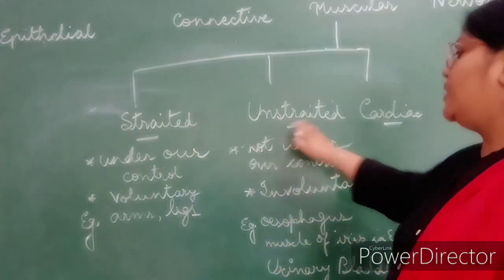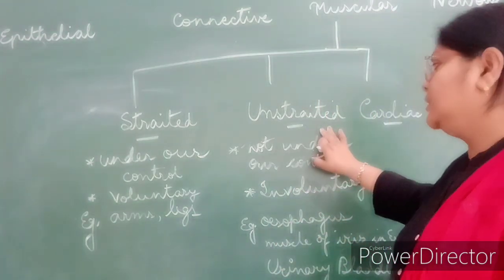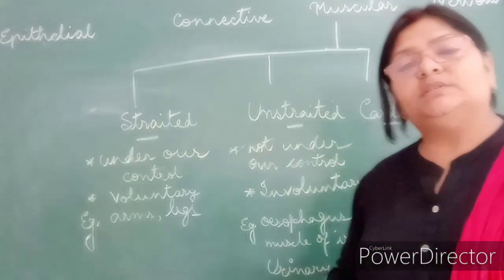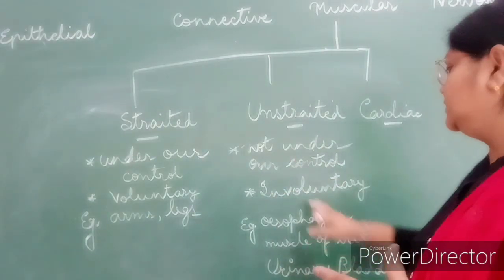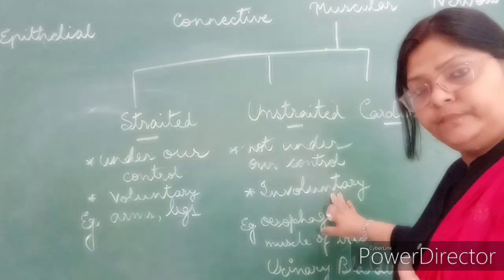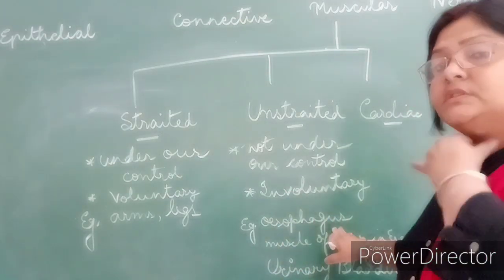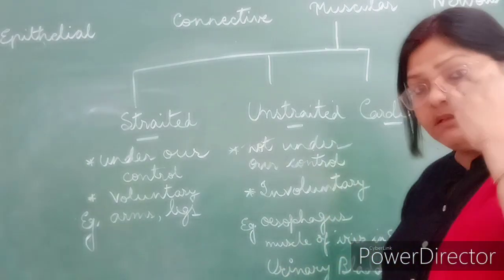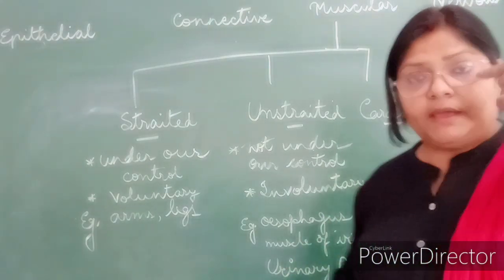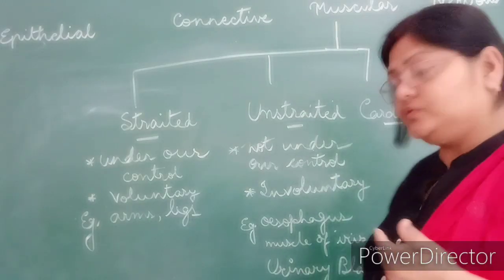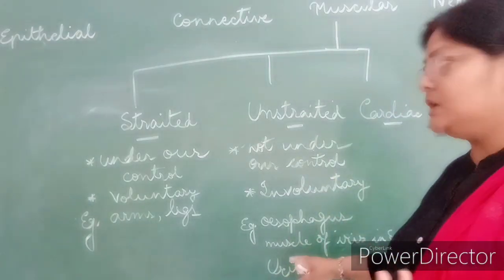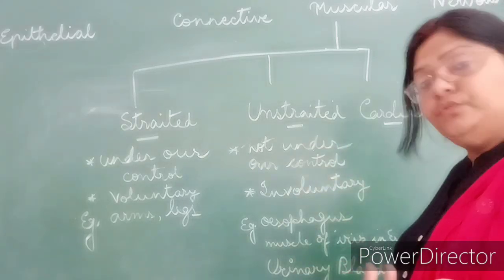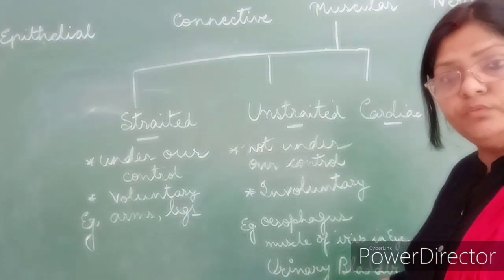Okay, now coming to unstriated muscles, they are not under our control. It is present in the internal organs. They are involuntary. Okay, the wall of the esophagus we cannot control. Muscles of the iris present in the eye are also involuntary, we cannot control, made up of unstriated muscle. Next, the urinary bladder, made of smooth muscles.